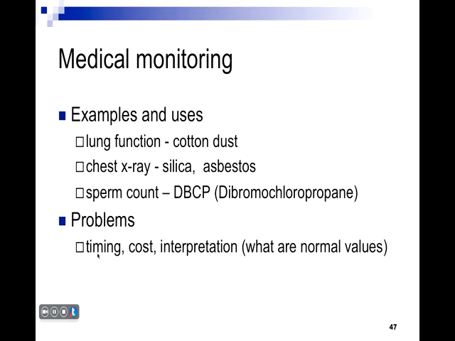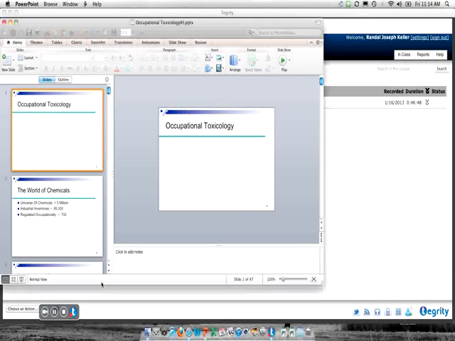And then the third is interpretation. What are normal values? Many of these, like lung function or hearing or other things, it's important to get baseline values because you do see a lot of individual variability among people that are unaffected by chemicals. And so if you get a baseline, then you can start tracking if any changes are occurring. And that's it.